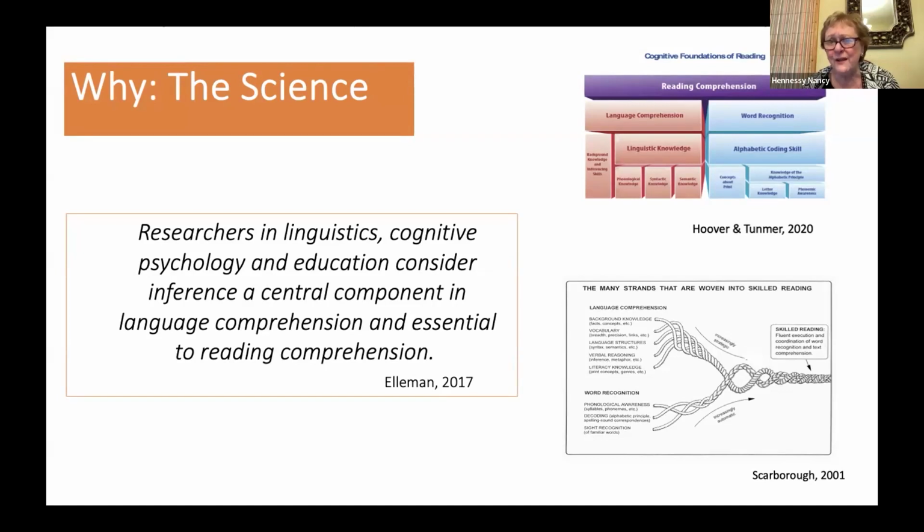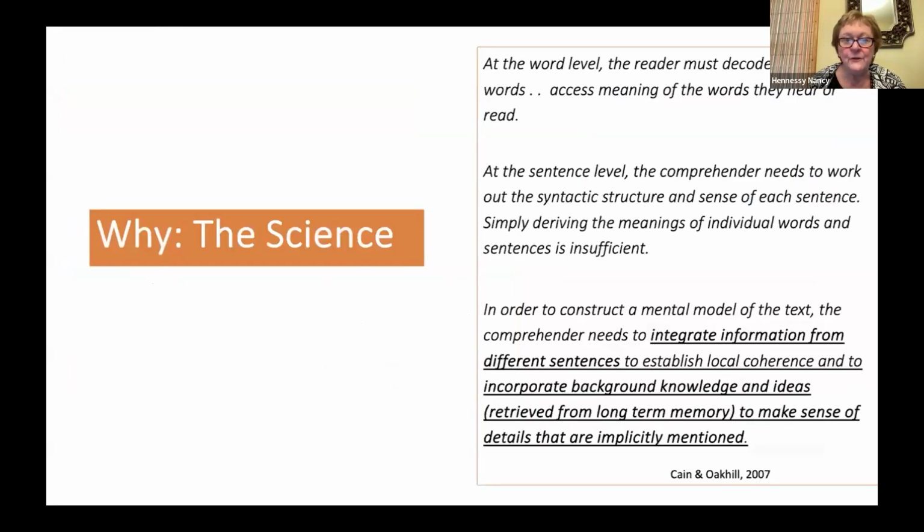We only have to look at two of these models. We could look at others as well, but we can see that Hoover and Gough have included this in their model, all right? And so has our friend Hollis Scarborough. So yes, this is a critical component of language comprehension. And then if we just go back to the work of Cain and Oakhill, in which they talked about the levels of language processes that are necessary as we work our way through the text.